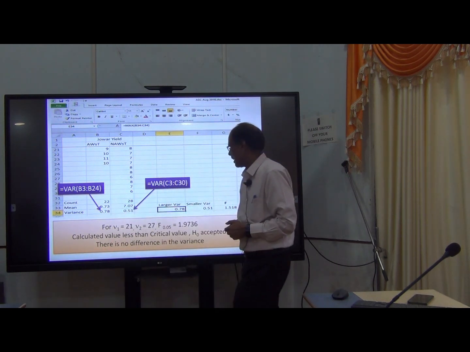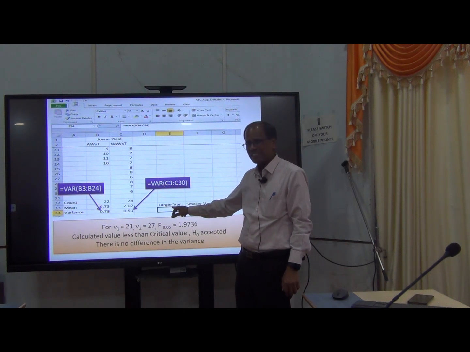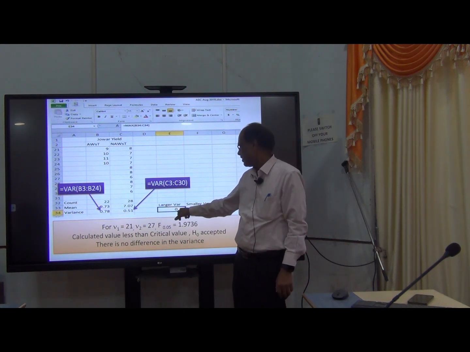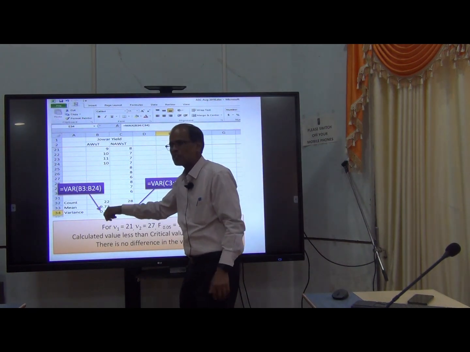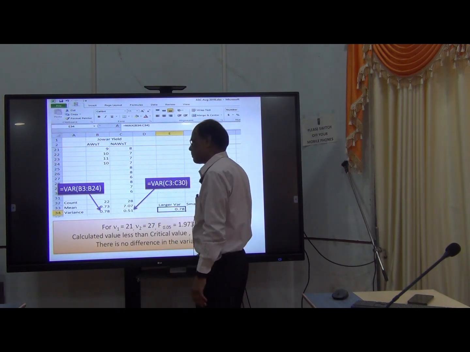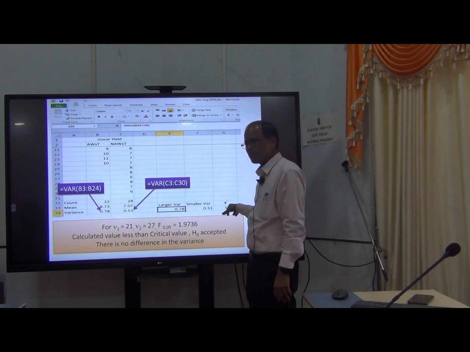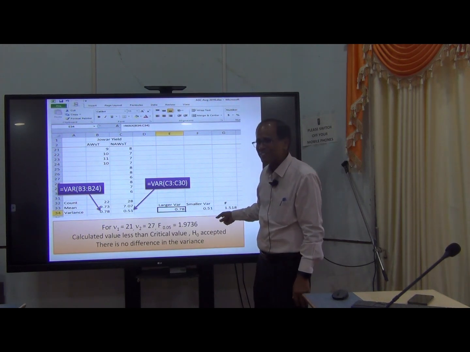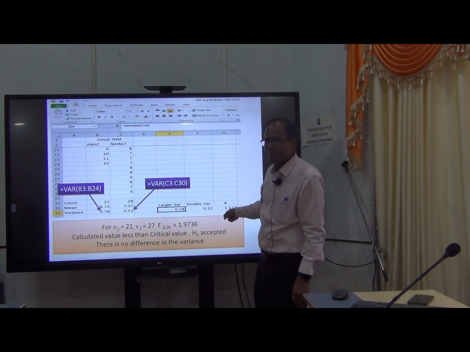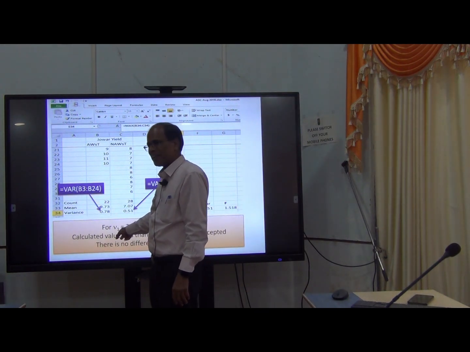Then what you have to do? First, larger variance is equal to max. Out of these two, which is highest? 0.78 is maximum, this is minimum. Smaller, give the formula. This is equal to this. This is the calculated F.